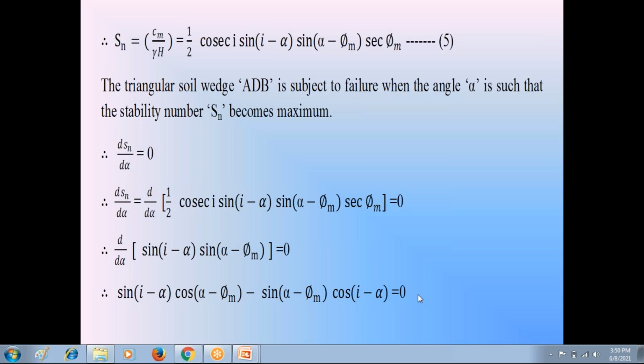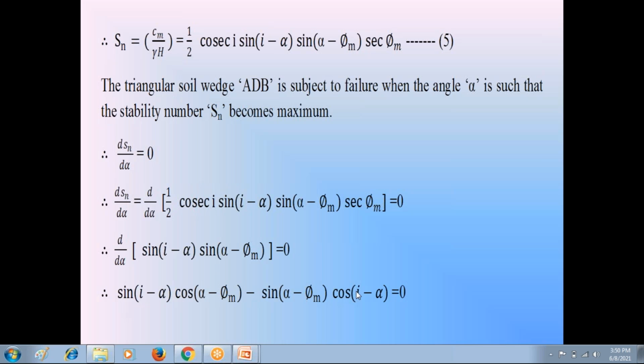Bring this term to the right side. This equation becomes as sin I minus alpha into cos alpha minus phi m, that is the left side, is equal to the right hand side sin alpha minus phi m into cos I minus alpha. Bring this cos I minus alpha to the left side. Bring this cos alpha minus phi m to the right side.